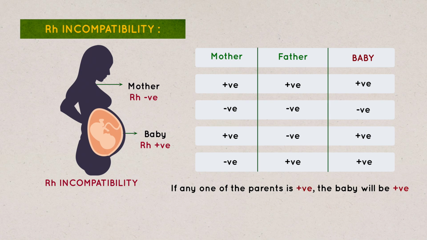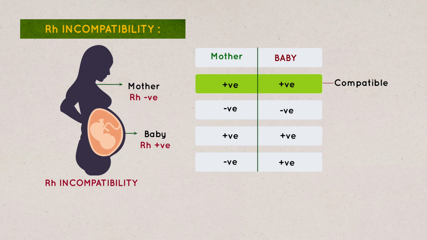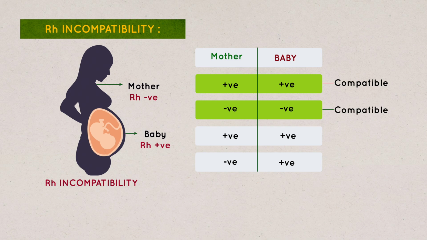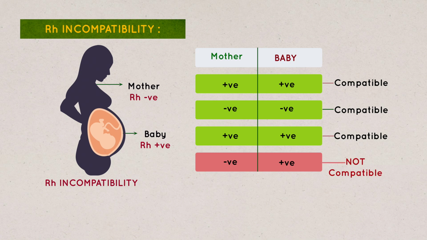Now let's forget the father genes for some time and see the compatibility of mother and baby. In case number 1, we can see that the mother is positive and the baby is also positive. They are compatible. In case number 2, the mother is negative and the baby is also negative. They are compatible. In case number 3, the mother is positive and the baby is also positive. They are compatible. In case number 4, the mother is negative, but the baby is positive. This is where the problem arises. When the mother is negative and the baby is positive, it causes Rh incompatibility.